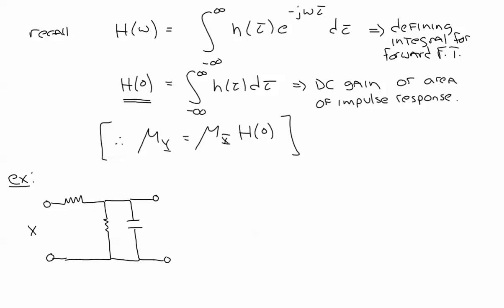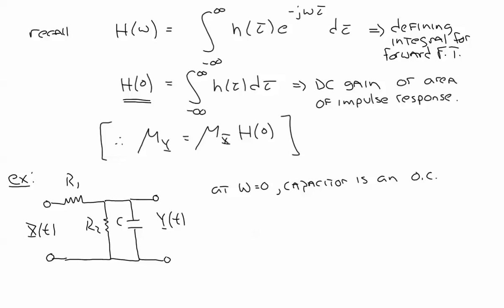And my input is x of t. That's resistor R1, resistor R2, some capacitor. y of t is my output. Well, at 0 frequency, my capacitor is going to be an open circuit. At omega equals 0, the capacitor is an open circuit, and so the transfer function is just found through voltage division.